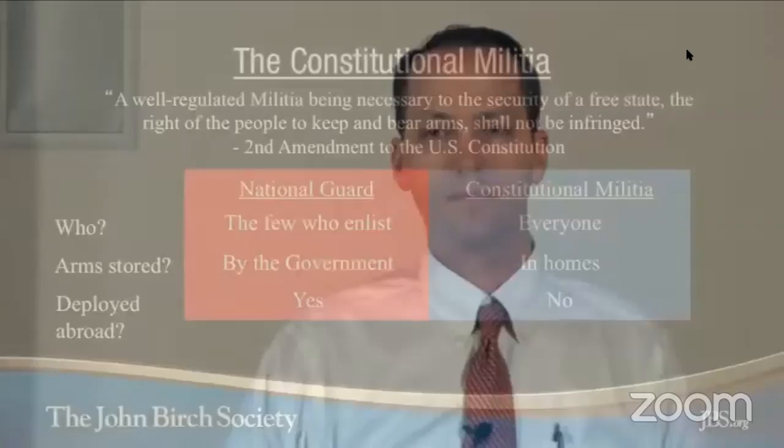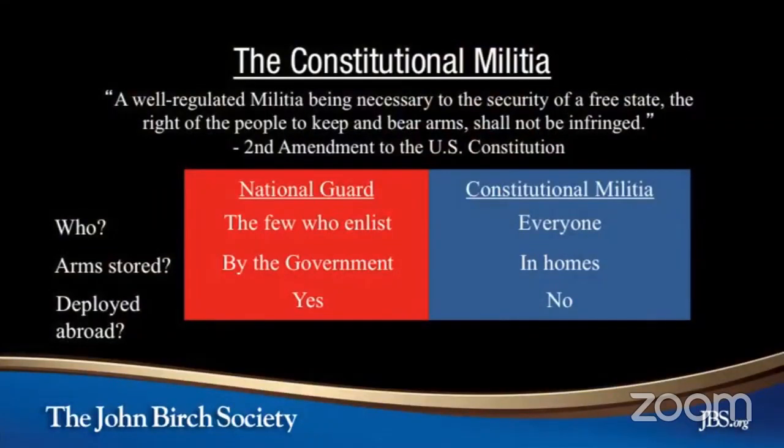And then the last one here, can they be deployed abroad? Now remember, back a few clauses here, this should be in clause 15, it said that Congress has the power to call forth the militia for three purposes. That was to execute the laws of the Union, suppress insurrections, and repel invasions. Which one of those has to do with being deployed to Iraq? None of them. The constitutional militia cannot be called forth into foreign service. For that purpose, they would have to raise an army.